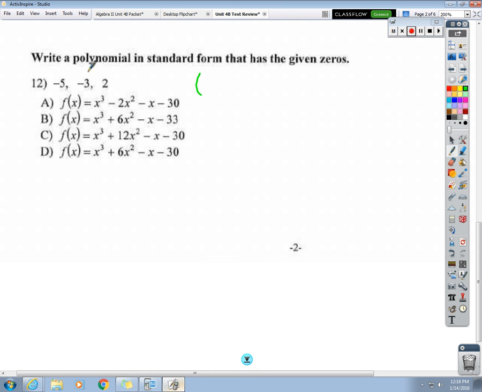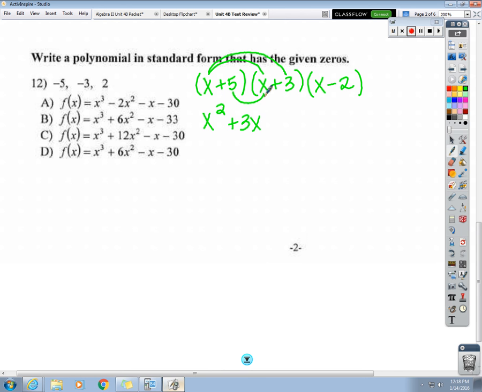So what would be the factor for negative 5? X plus 5. What about for negative 3? And what about for positive 2? Now that you see that, you'll probably know what to do. What do we do? Foil the first 2. So x times x is x squared. X times 3 is 3x, then our inner terms are 5 and x, which make 5x, and our last terms are 5 times 3, which makes a 15.